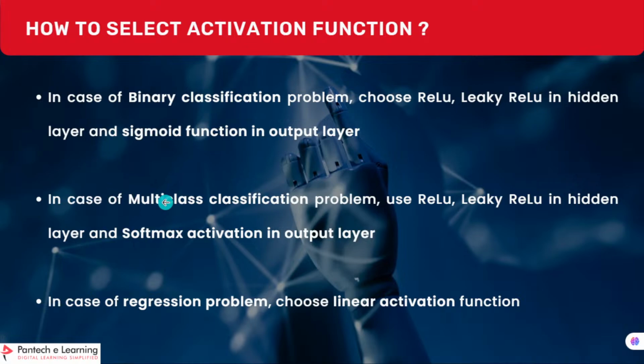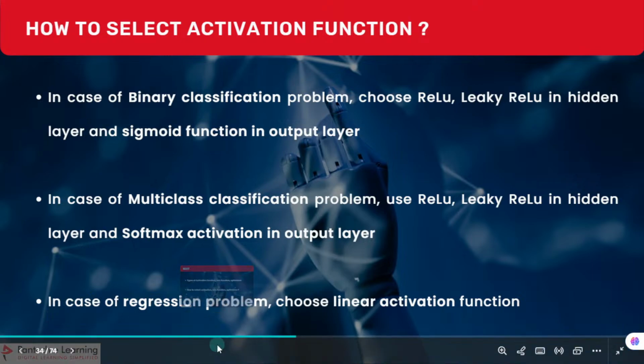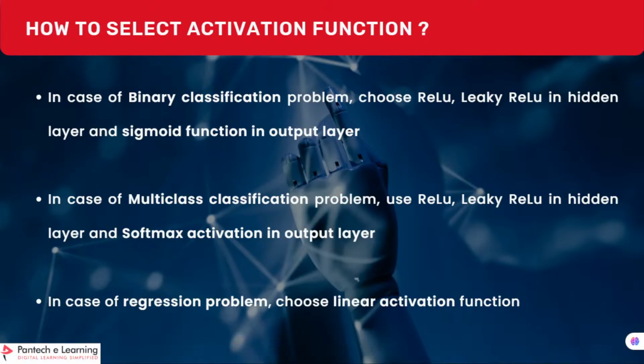Coming to the next one, the multi-classification purpose. For the hidden layers we take the same ReLU and leaky ReLU, and later for the output layer we take the softmax activation function, because we have a probabilistic manner. That's why we take this activation function for the multi-class purpose. And coming to the next one, in case you have regression, then we take only the linear activation function, like linear regression. Any linear type means you have to take this.